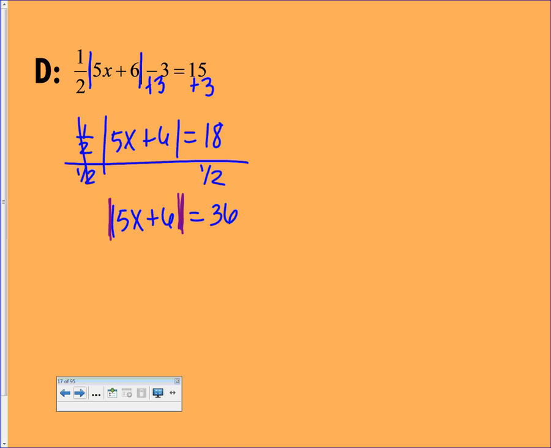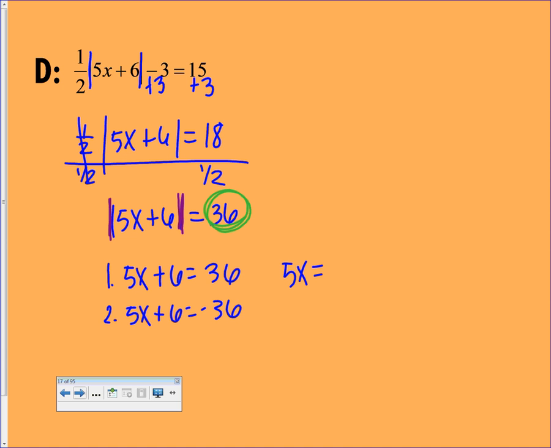Now, and only now, can I make my two equations, which will say 5x plus 6 equals 36, and my second equation, 5x plus 6 will equal a negative 36. Again, you're always changing the number on the equal sign after the absolute values are by themselves. So I'll subtract 6, so I'll get 5x equal 30, divide by 5, x equals 6.